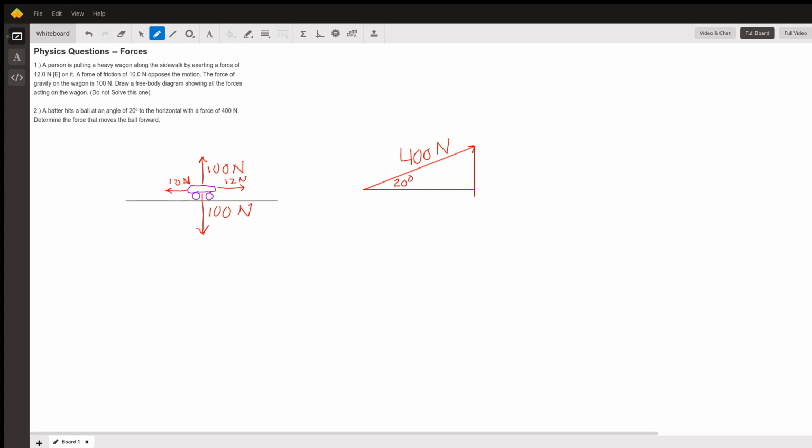And the friction is in the opposite direction, opposes the motion. Friction always opposes the motion. 10 newtons the other way. And the force of gravity pulling the wagon down is 100 newtons.